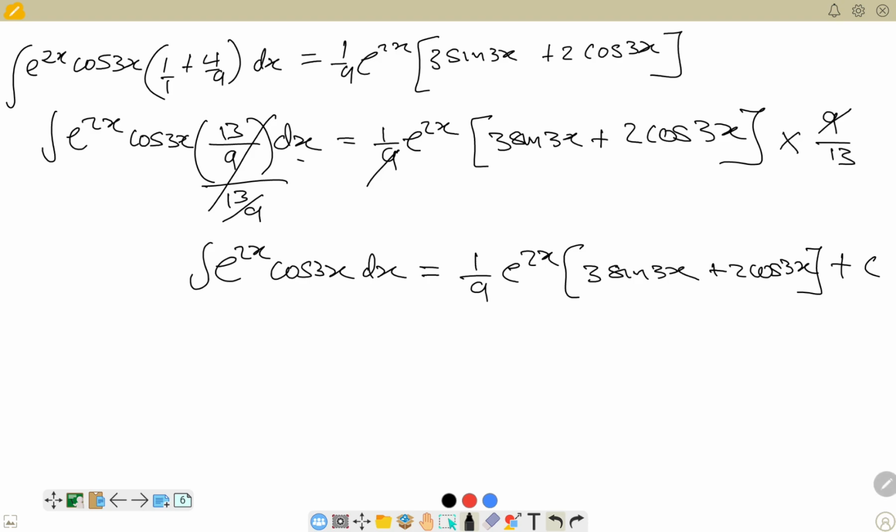So let's look at the last example, and then it's going to be example number 5. Then we have the integral of x arctan x dx.